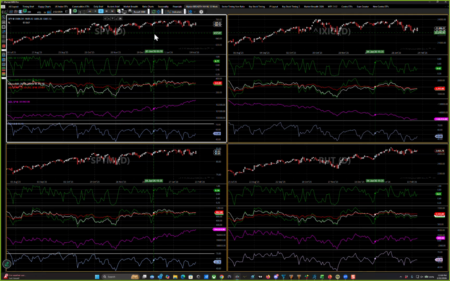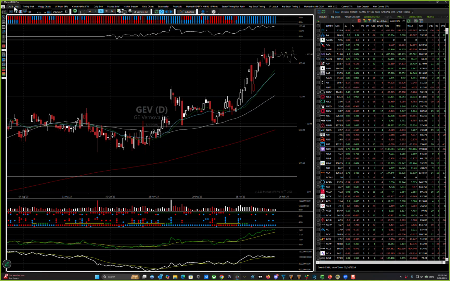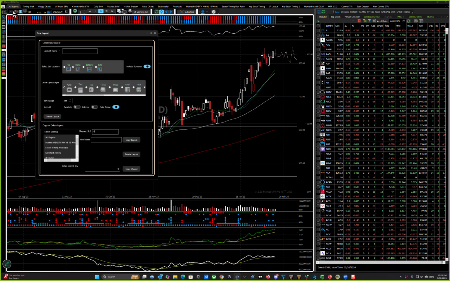So that, to me, is a great tool. If, for example, you want to make your own version of my layout, do the copy. Go into new layout.